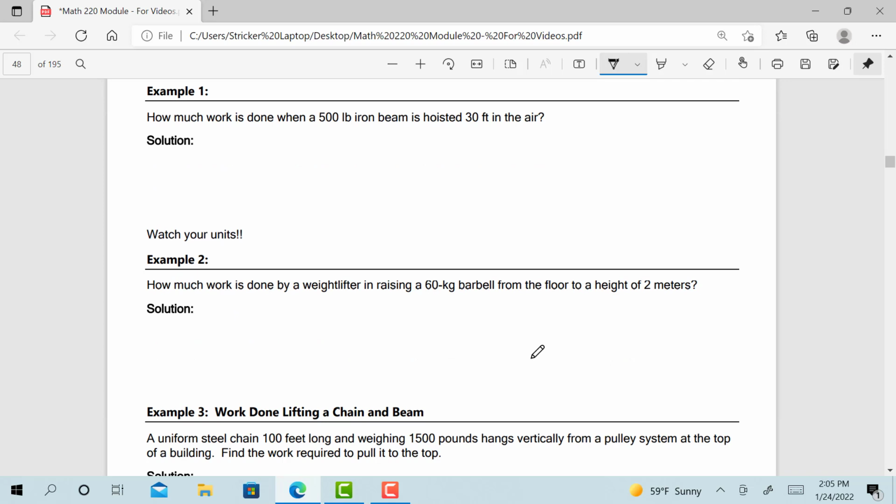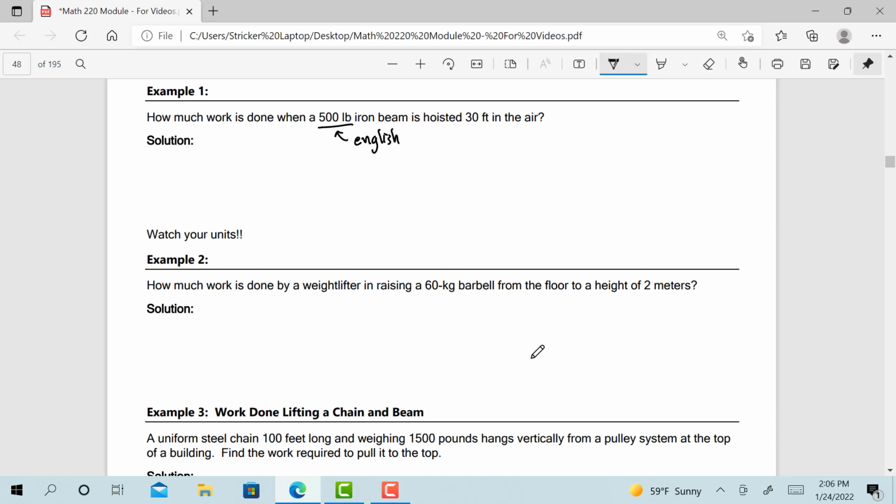Examples 1 and 2 are two simpler ones, and then we'll do example 3, which is a little bit more complicated. Example 1 says: how much work is done when a 500-pound iron beam is hoisted 30 feet in the air? Notice the first thing we probably want to talk about is what system we are in, and since it says pounds, we are going to be in the English system.